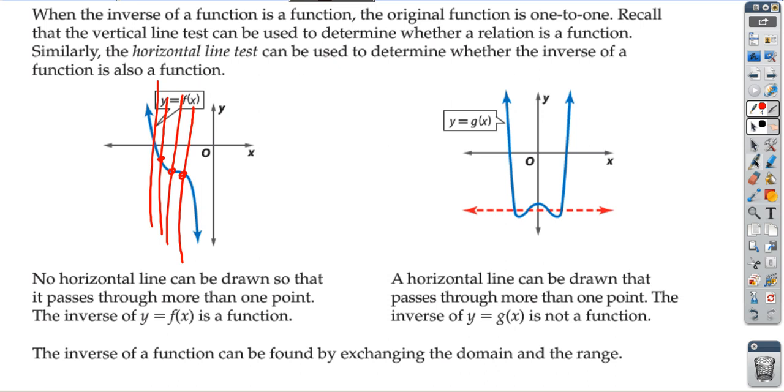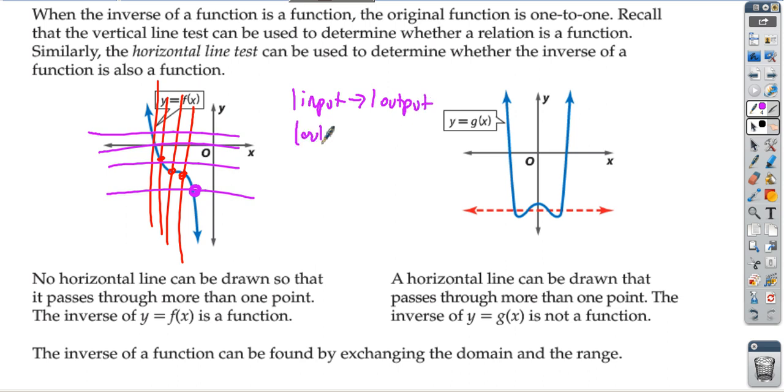The way to tell if it has an inverse is it needs to pass the horizontal line test, which means if I put a bunch of horizontal lines through, each of those outputs has only one input. So it's what's called a one-to-one function. One-to-one means one input leads to one output, and the reverse is also true. One output leads to one input. This one is the vertical line test, that's VLT. This one is the horizontal line test, HLT.